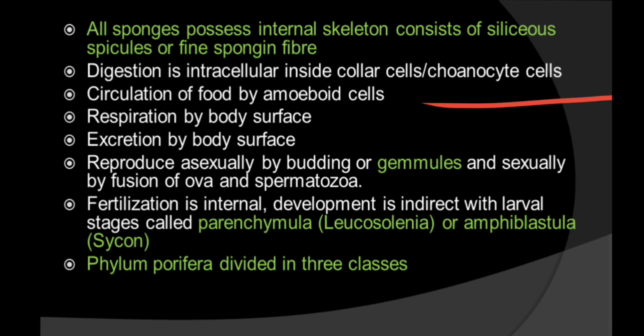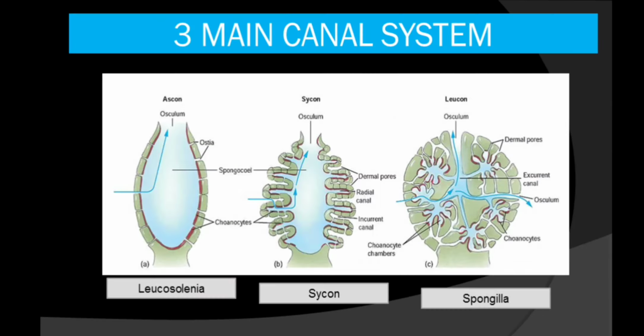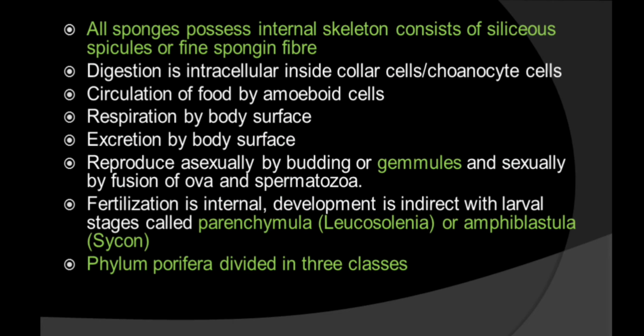Alright, again I am showing you the figure. So these all are the choanocyte cells where the digestion takes place. Then circulation of food is by the amoeboid cells, as you have seen in the mesenchyme layer. Their amoeboid cells are there, so through these cells circulation of food takes place. Then respiration is by the body surface. No respiratory organs are there. Excretion is also by the body surface.